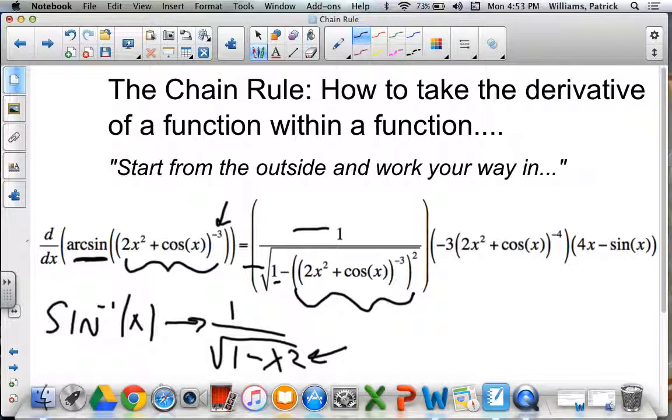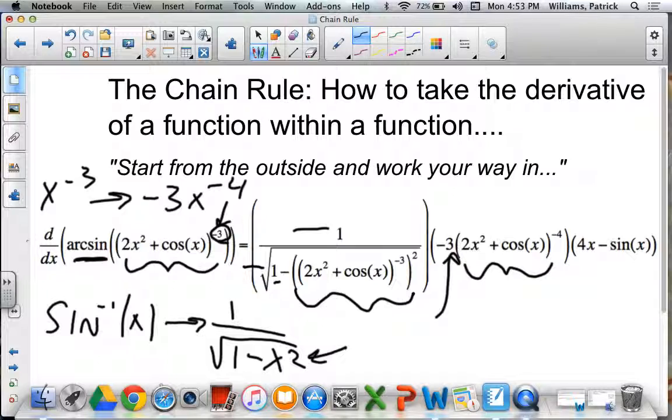So the next most inner part of this is what? Well, it's that negative 3 right there. So the next inner thing is we raise something to the negative 3. The derivative of that will be negative 3x to the negative 4. So you see right here we have our negative 3. We keep our inside the same. In this case, the inside of something raised to the negative 3 was 2x squared plus cosine of x, so we keep that the same. Then raised to the negative 4, that's where that exponent comes from.